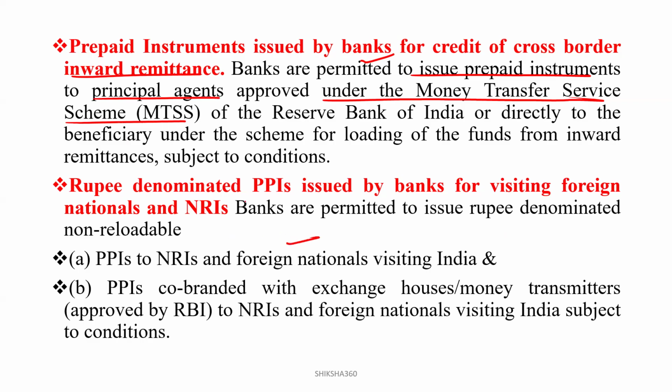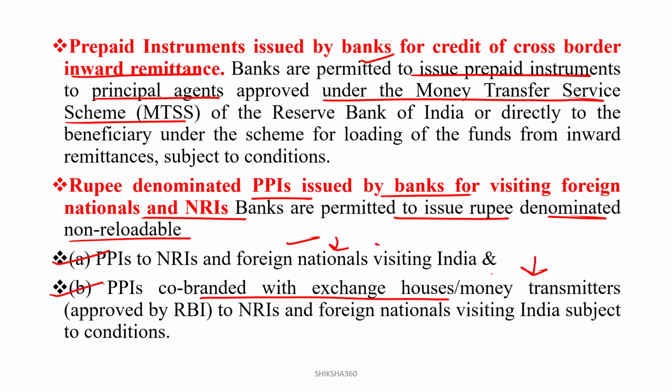Next one, that is the rupee denominated prepaid payment instruments issued by the banks for visiting foreign nationals and NRIs. Clear. So banks are permitted to issue rupee denominated non-reloadable PPIs to the NRIs and foreign nationals visiting India. Second one, that is PPIs co-branded with the exchange houses or the money transmitters to the NRIs and the foreign nationals visiting India subject to the conditions. Clear.